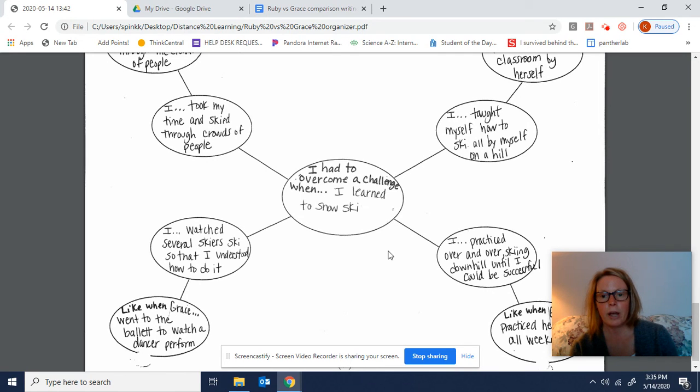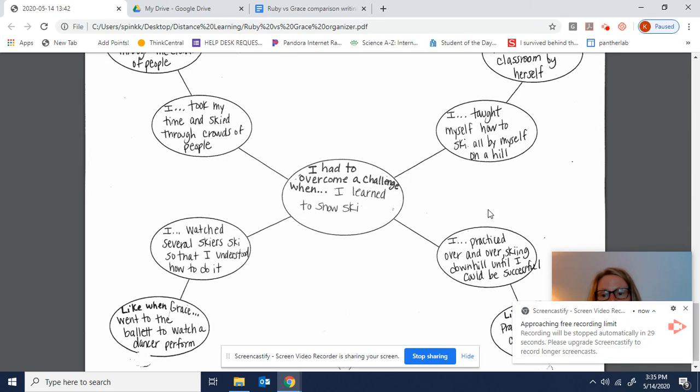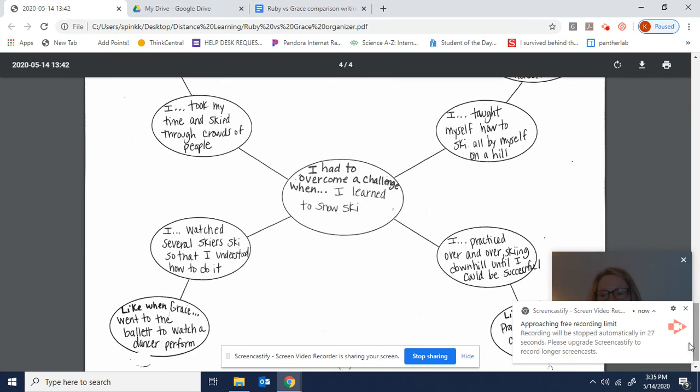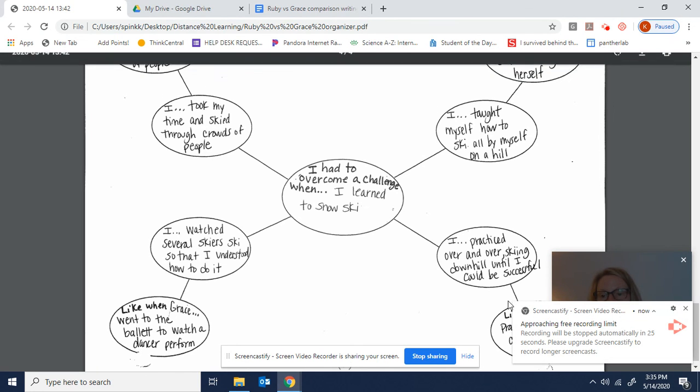If 6 paragraphs seems overwhelming to you, you could do it in 3 paragraphs. You could cut this in half and only relate it to Ruby or only relate it to Grace. I found my challenge was working perfect with being able to relate it to both of them.